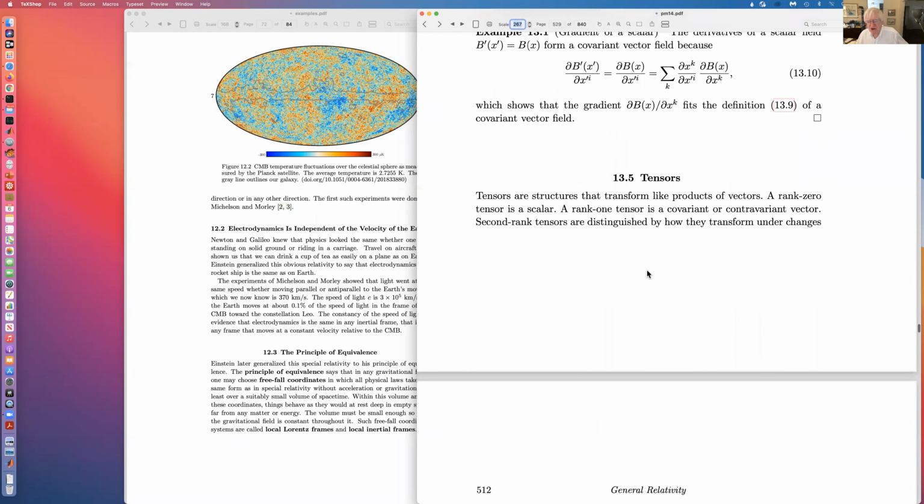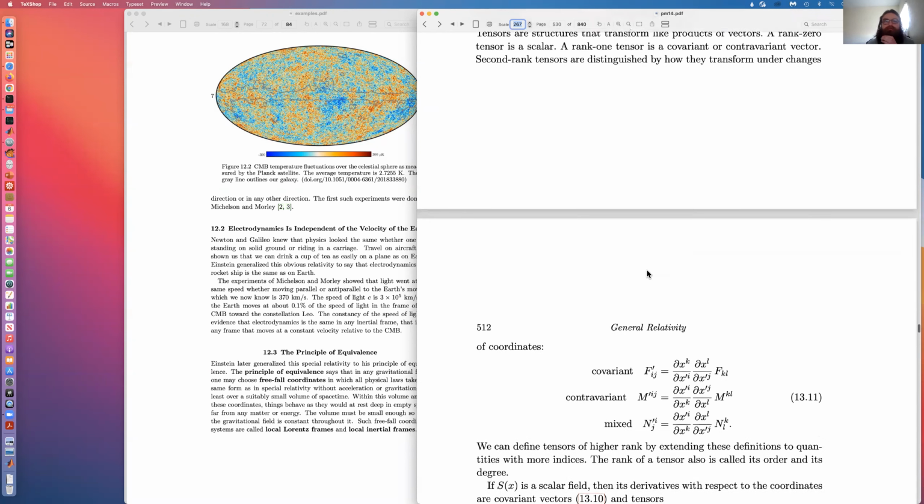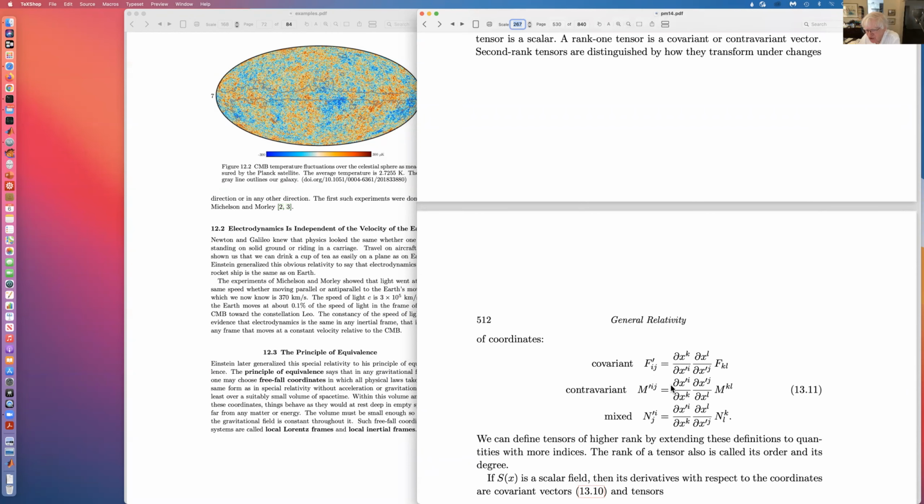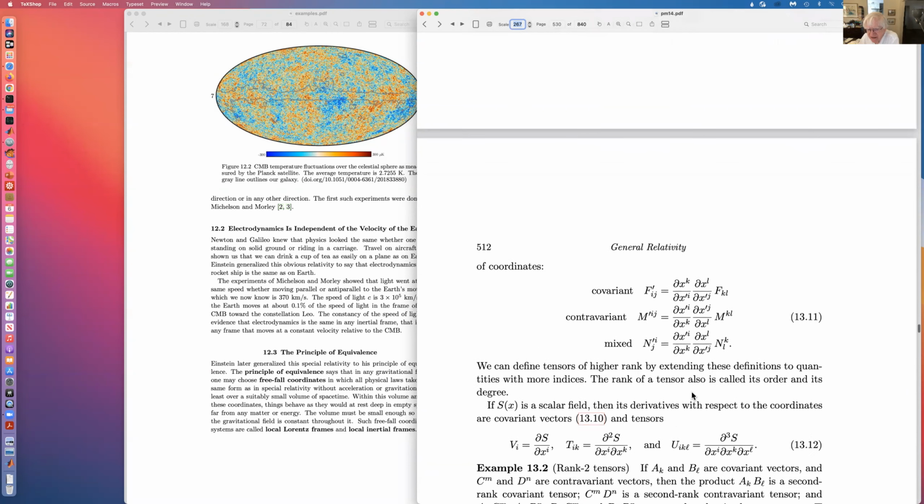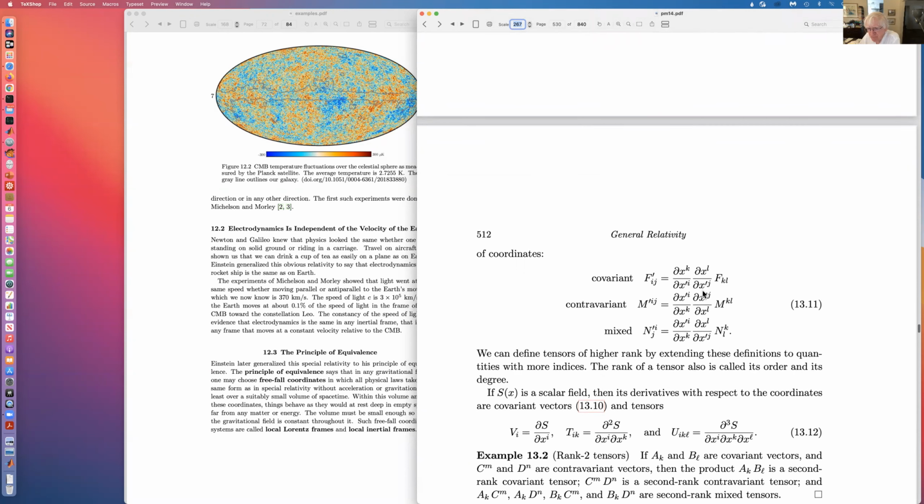Now, tensors are just things that transform, that have more indices than just one, 0 or 1, and instead have any number of indices. And the most common tensors have 2, 3, or 4 indices or indexes. If both of the indices are lower, then that's called covariant. If they're both upper, like this, they're called contravariant, and they can be mixed, one up and one down.